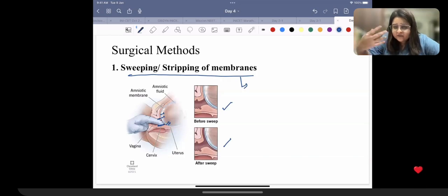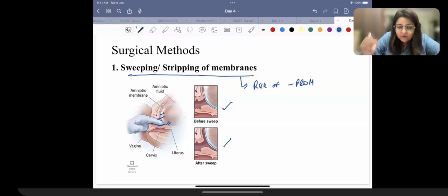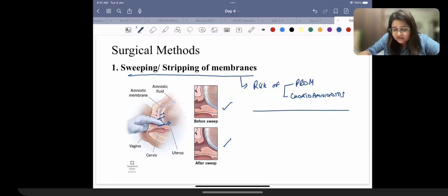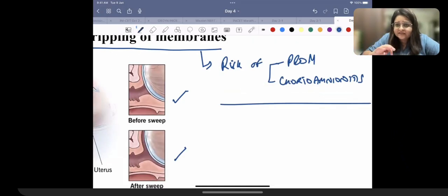This is commonly done in the OPD. It prevents the patient from going past dates. Many patients, if you do a sweeping, will go into labor in a few days. But there is always a risk of membrane rupture. So this is the problem with this procedure. It can lead to membrane rupture, and if you don't do it under aseptic precautions, it can lead to chorioamnionitis. So whether to do it or not, there's a big controversy, but it definitely reduces the incidence of post-dated pregnancy.